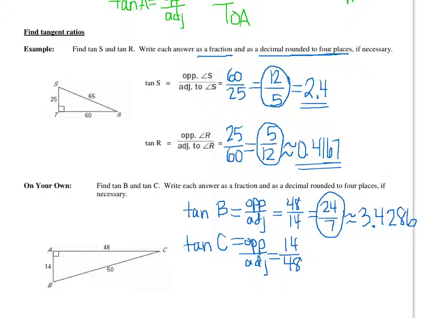And if you reduce 14 over 48, you get 7 over 24 for the tangent of C. Putting that into your calculator and rounding, not reducing, but rounding to 4 decimal places, you get 0.2917. All right, let's look at the next page of our notes.